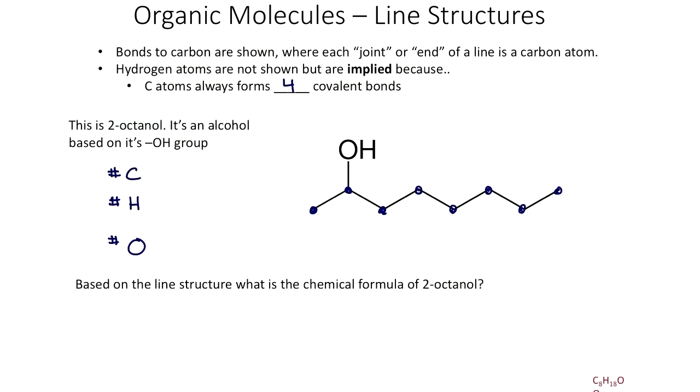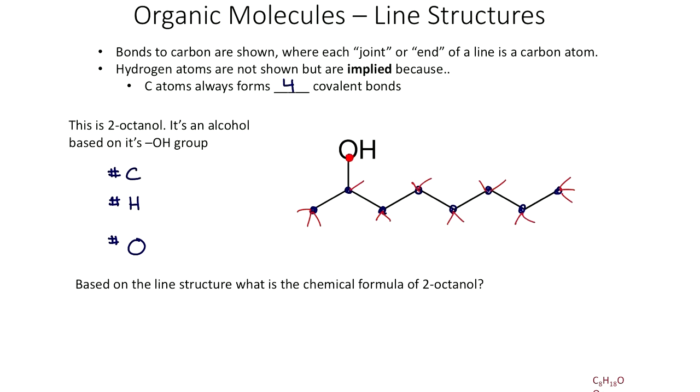So if we go through this, the first carbon atom has 1 bond to another carbon already, so how many hydrogens are attached to this carbon? 3. 1, 2, 3. Perfect. What about this carbon? It's going to have how many hydrogens on it? 1, the next one 2, next one 2, 2, 2, 2, and then the last one 3. And that's how we determine how many carbons and hydrogens are on there.